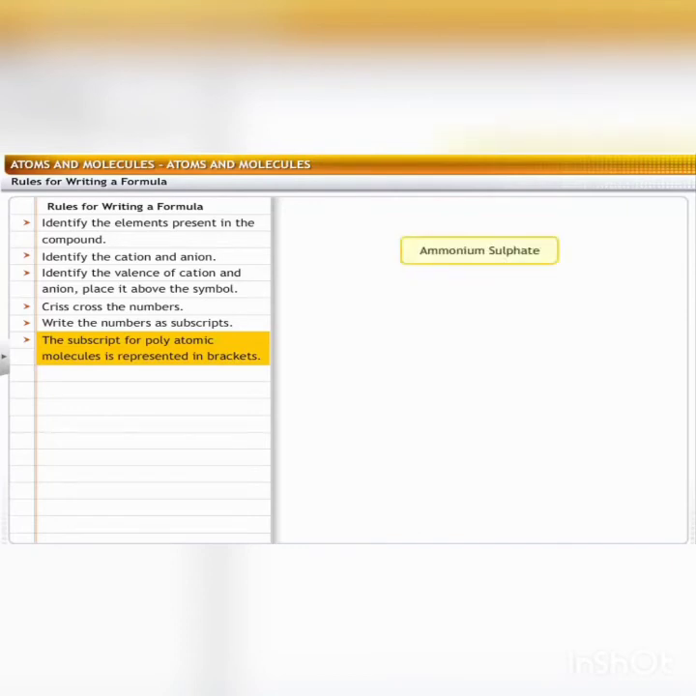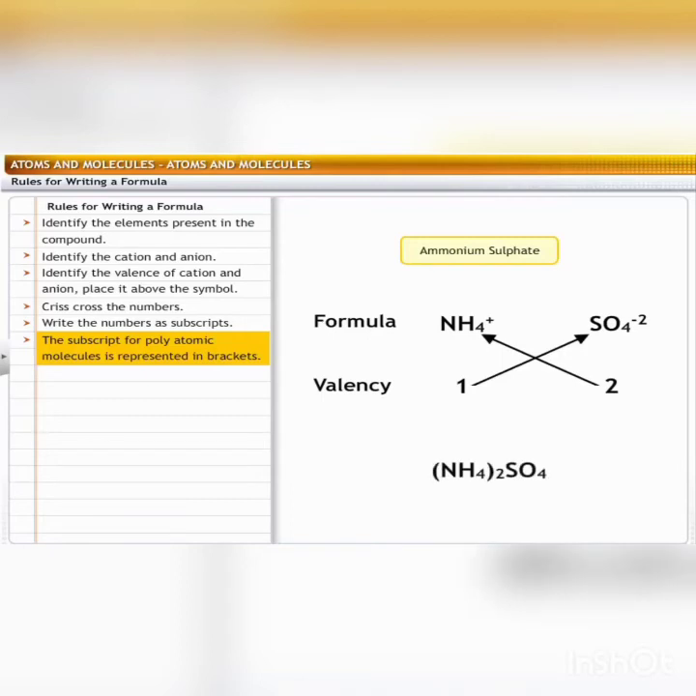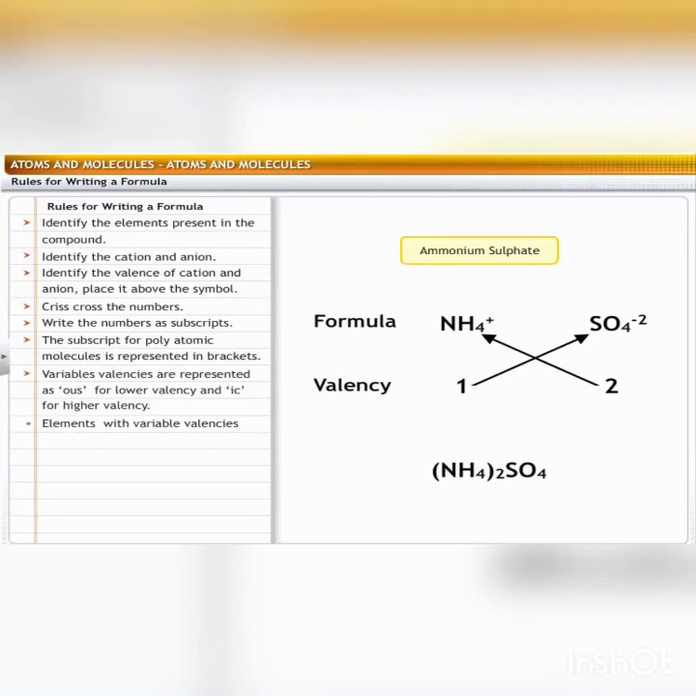Let us consider another example, that is ammonium sulfate. It has an ammonium ion and sulfate ion. The valency of ammonium ion is 1 and sulfate ion is 2. When we cross multiply it, the ammonium has subscript 2. This 2 is written outside the bracket.